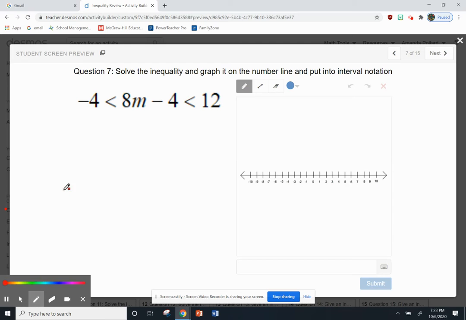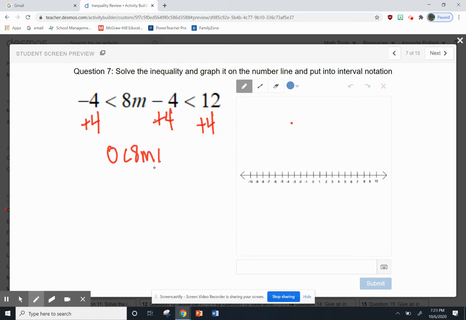Number 7, this is the one where we're going to do one thing to one side and then to the other. So we add 4. I almost said we plus 4, that'd be silly. Add 4. So we get 0 is less than or equal to 8m, which is less than or equal to 16. Divide by 8, we still have 0. We have m now, and a 2.